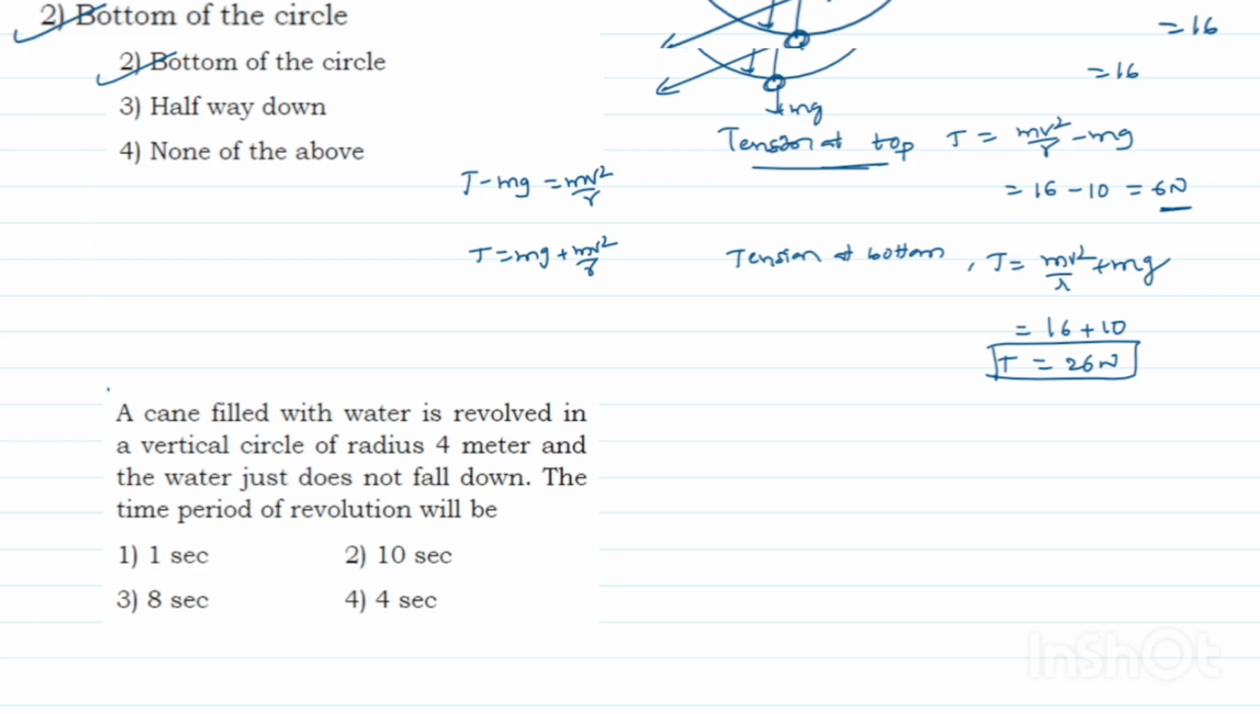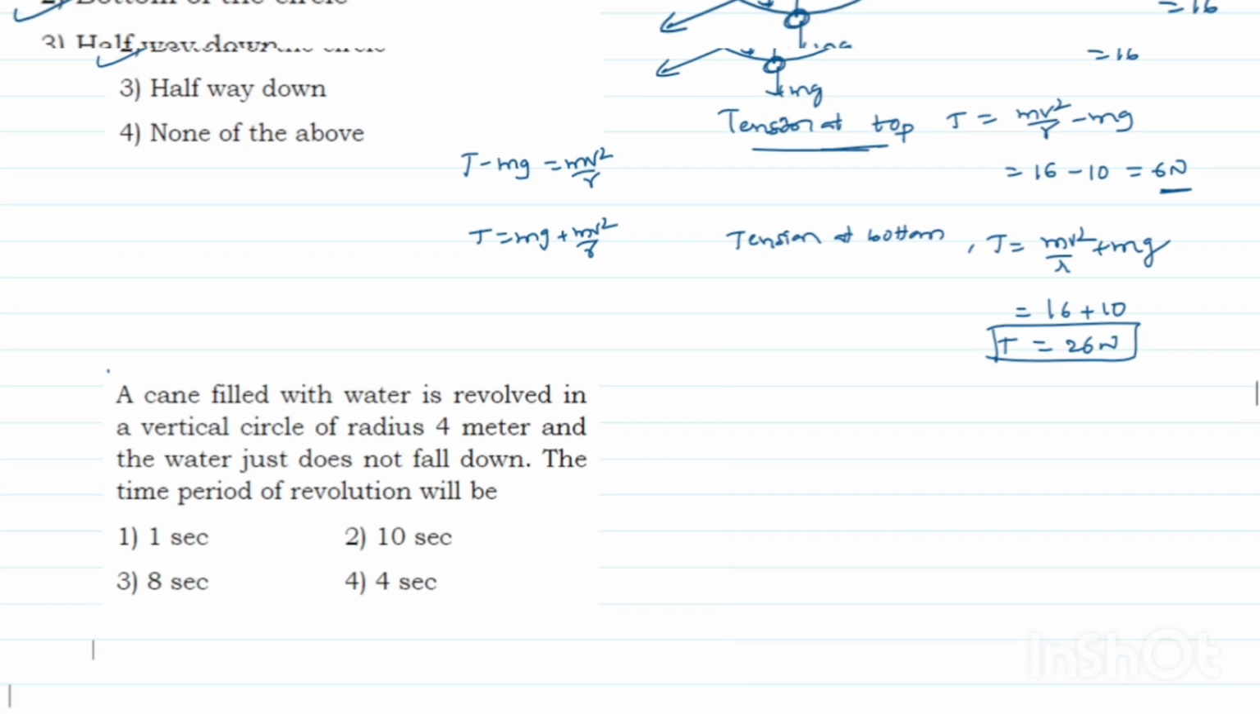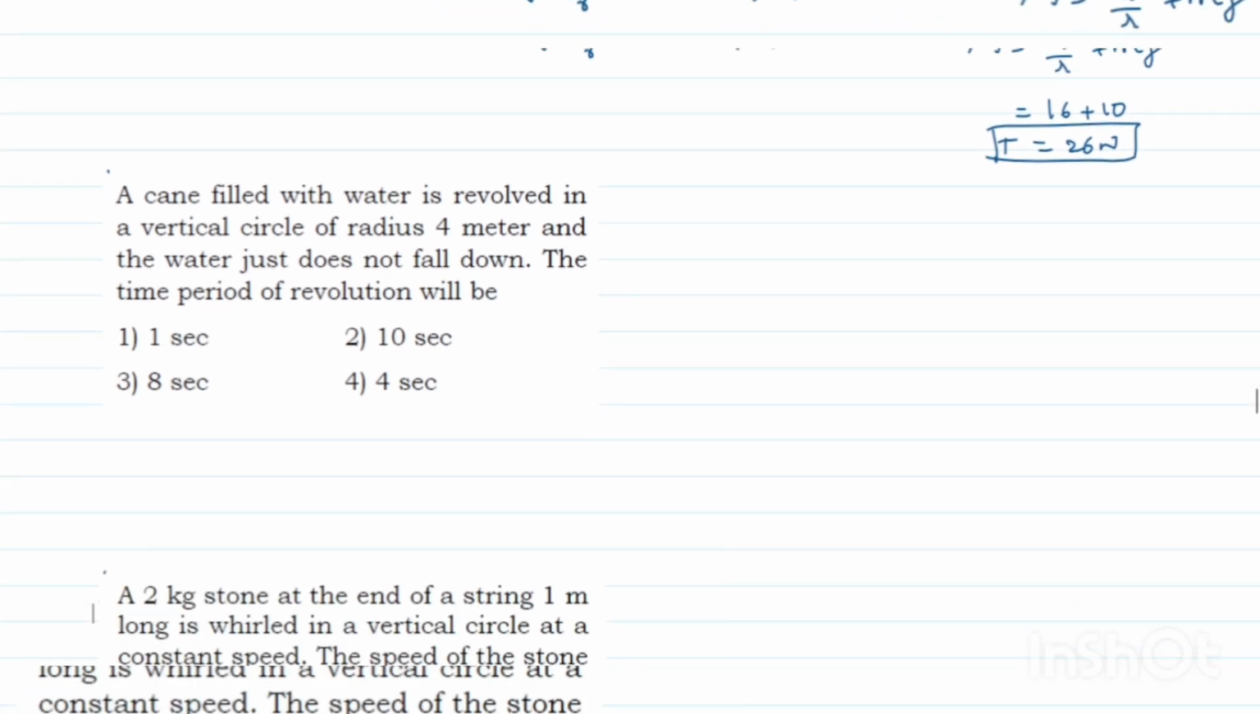Let us see the next question. The next question says a can filled with water is revolved in a vertical circle of radius 4 meter and the water just does not fall down. They are asking for the time period of the revolution.